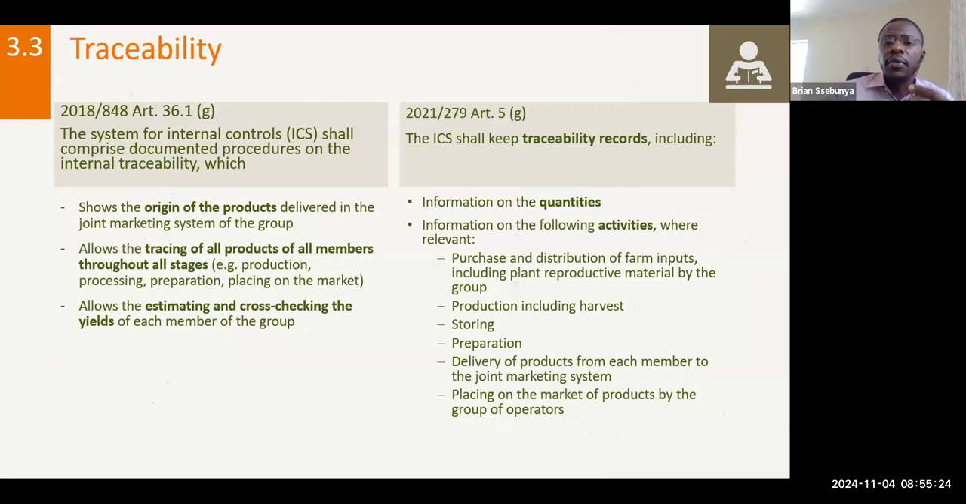And of course, this is an extract from the standard that it should always show the origin, how they are traced, information on quantities, etc. All that needs to be captured in the record. So, for example, we did a yield estimate that this farmer John in a year should sell 5 tons of this crop. Then we should be able to trace and see how much they sold, and in your traceability system, you should always be checking against the yield estimate to make sure that that farmer doesn't sell beyond the set limit.